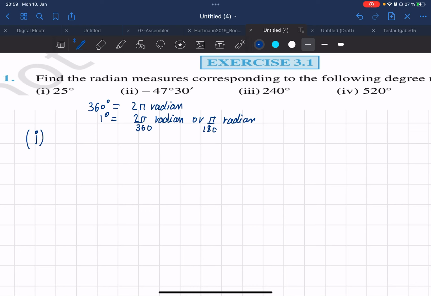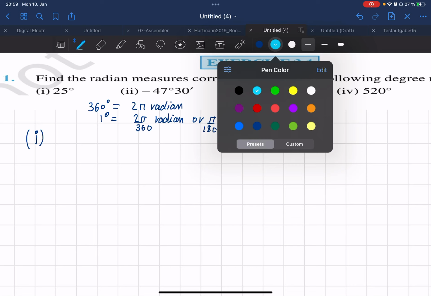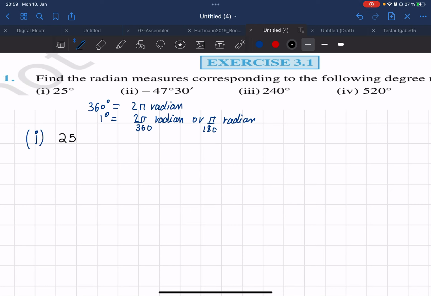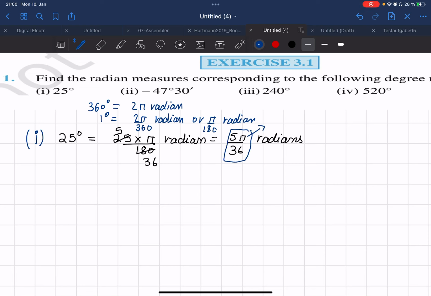So now we just have to multiply this. Okay, I'll just choose some colors so it's a bit separated. 25 degree is equal to 25 into pi divided by 180 radian, and that is equal to 5 5s are 25, 5 3s are 15, so 5 pi upon 36 radians. I told you yesterday in the tutorial 02 video, where you see pi, that means you have reached the radians. All right, cool. And let's go to the second question now.